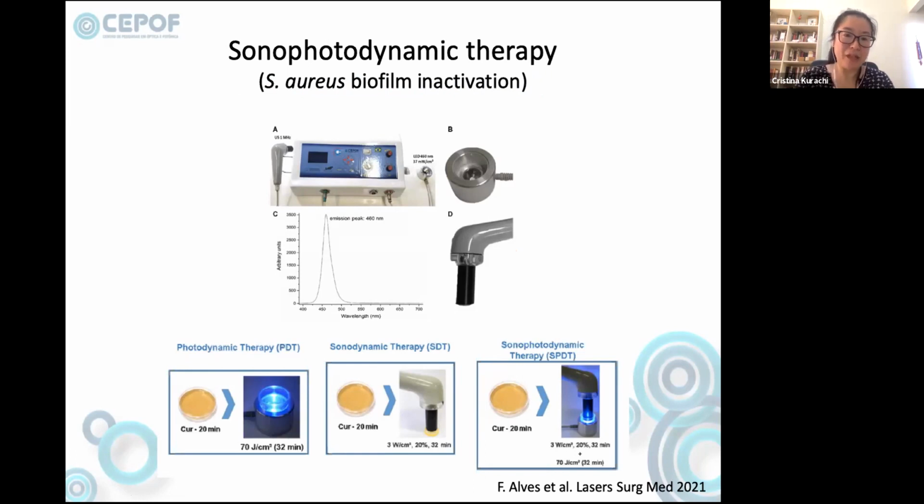So one of the ways that we can overcome this limitation is, in fact, to combine aPDT with other techniques. One of the things that we have been looking at is combining it with ultrasound methodology. In this case, we are comparing, in an S. aureus biofilm, the inactivation that we can get individually from photodynamic therapy, or sonodynamic therapy, or the combination of both, delivering the ultrasound together with, in this case, curcumin activated with blue light.